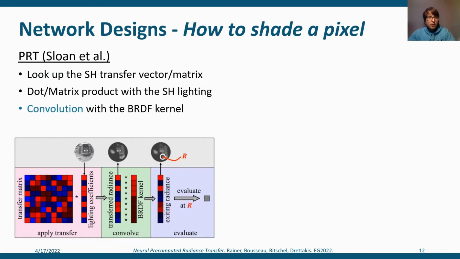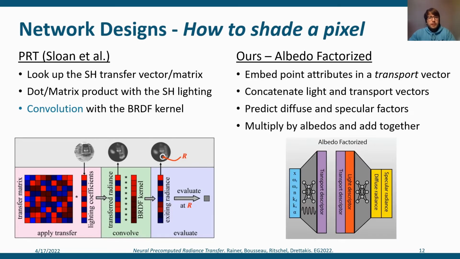The second important concept in PRT is the distinction between transfer and transport. The matrices that are pre-computed describe the transfer from distant illumination to local incoming light at the point, but not the full transport, which would go all the way to outgoing radiance. The incoming radiance still needs to be convolved with the BRDF kernel to obtain the outgoing radiance. And this BRDF kernel is expressed in the same angular basis as the incoming lighting to make this operation really efficient. We take inspiration from this, but implement it in a much simpler way.